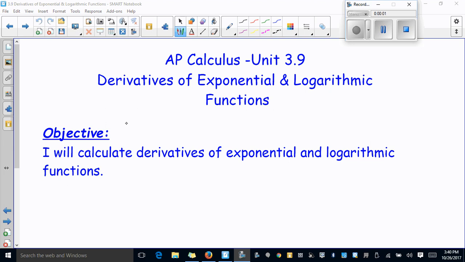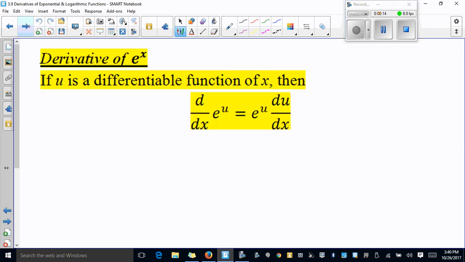Going to be one of the easiest ones. If u is a differentiable function of x, then d/dx of e to the u is e to the u du/dx, or simply u prime times e to the u. So let's take a couple examples here.